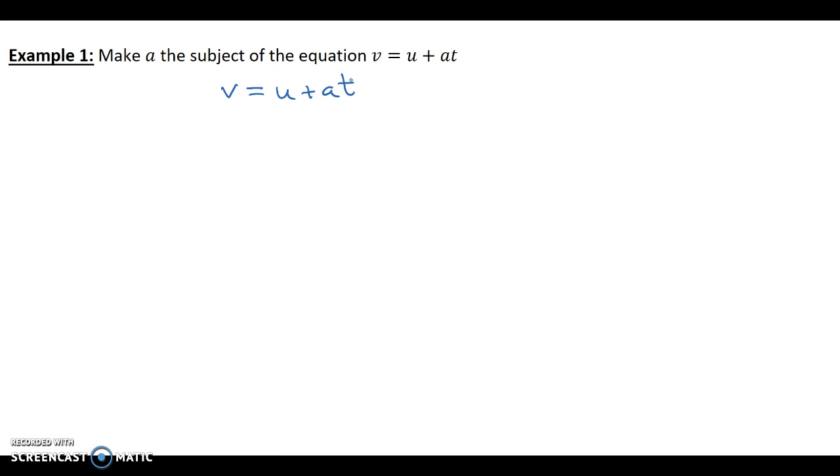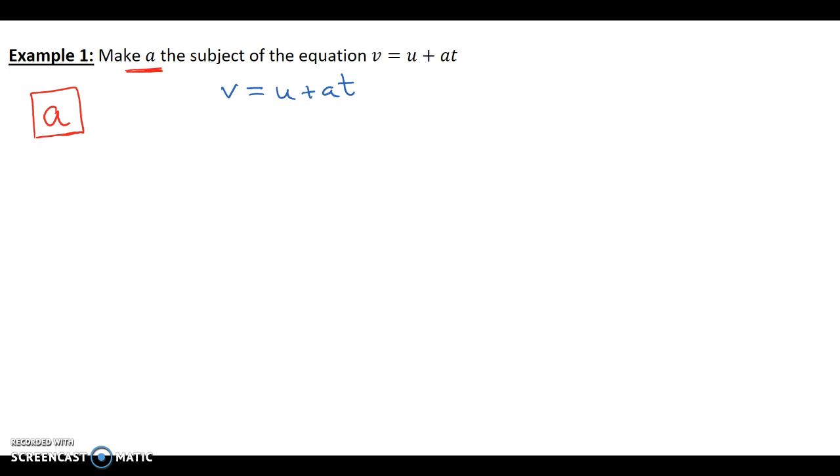So let's say we want to change this. It asks us to make a the subject. That's another way of saying get a on its own. Now, it would be helpful if we wanted to know the acceleration that the object had been traveling with. So, first thing we have to do here is highlight that a is the letter we want on its own. Okay, so we keep that out there to remind us as we work along what exactly we want to do with this.